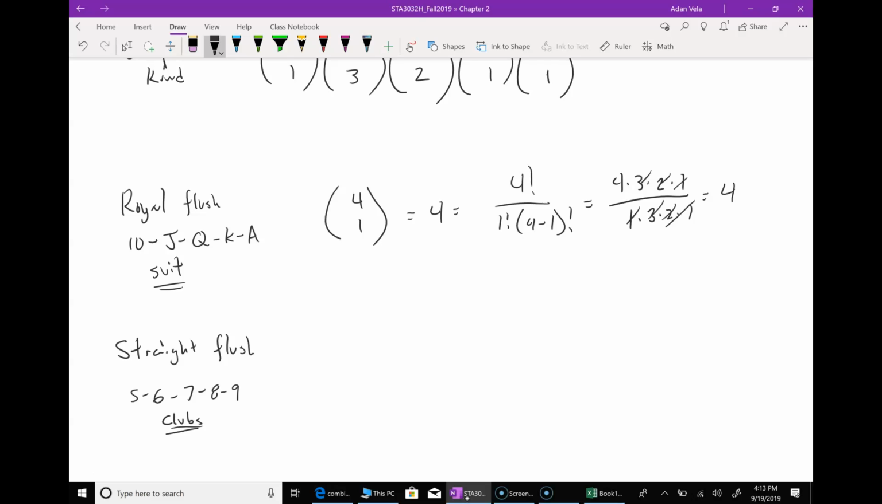Can you start at jack, queen, king? No, because you can't wrap around. So basically, the highest number that you can start with is a 9. So that means you can start with an ace, a 2, a 3, a 4, a 5, a 6, a 7, an 8, or a 9. Did I miss a number? You can start with an ace: ace, 2, 3, 4, 5.